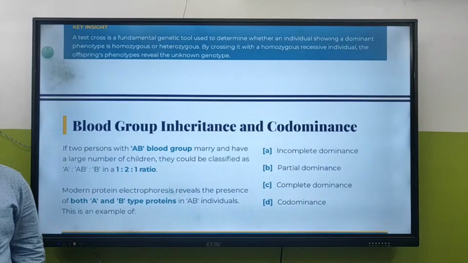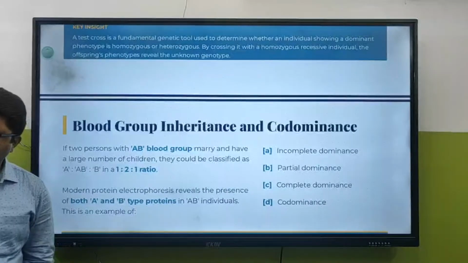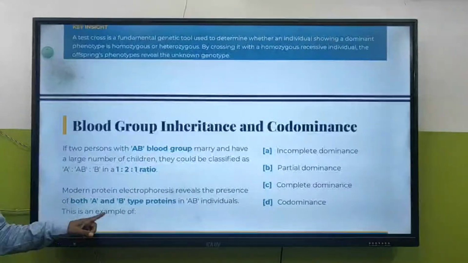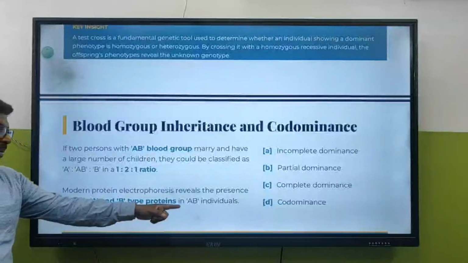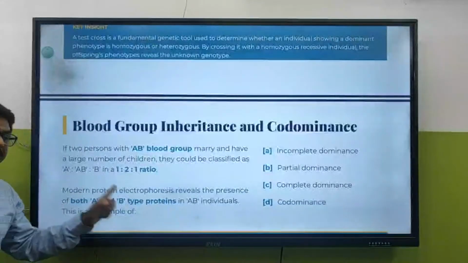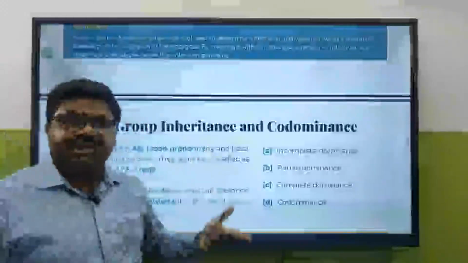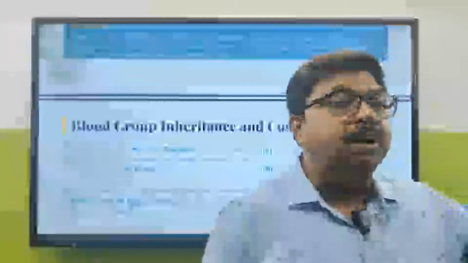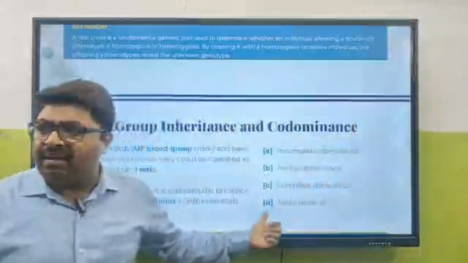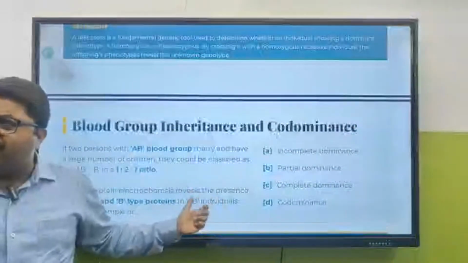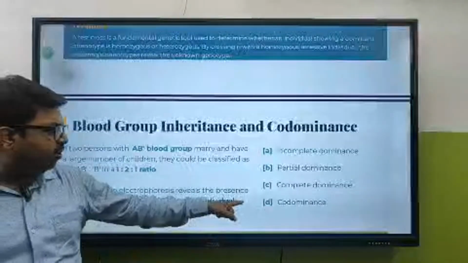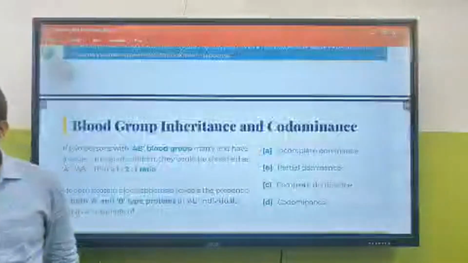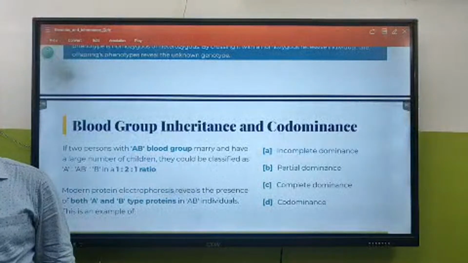This is an example of why in AB individuals they are having both A and B proteins. Remember, what does A give? It gives rise to a sugar polymer. And what about B? A different type of polymer. So both of them are giving rise to what? Proteins. So the answer is codominance, not incomplete dominance. It should be codominance.